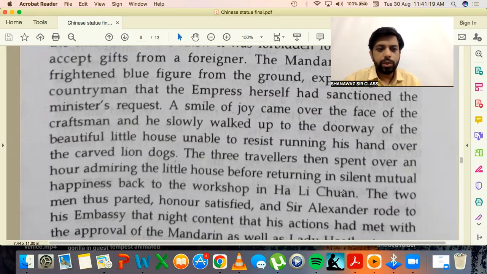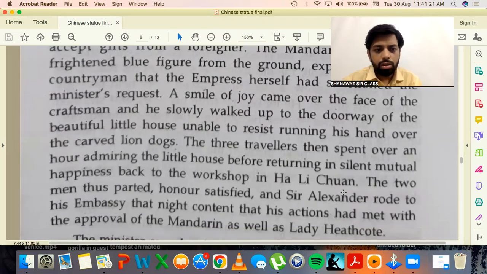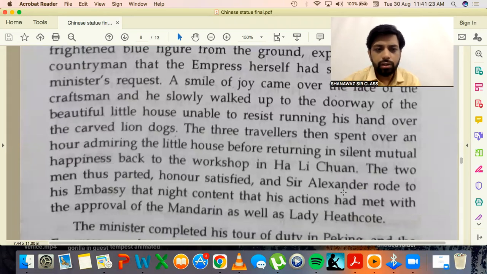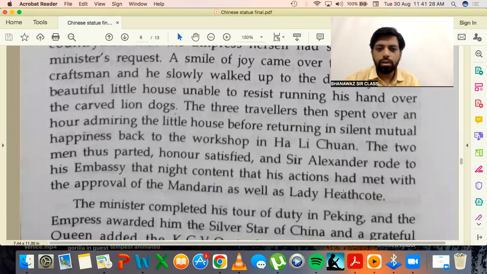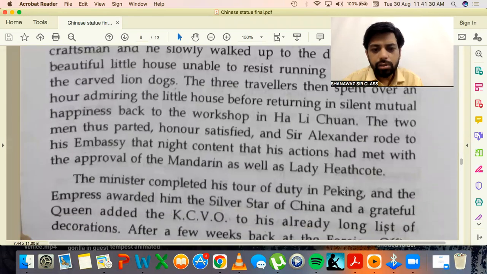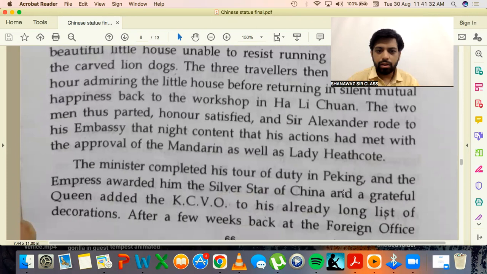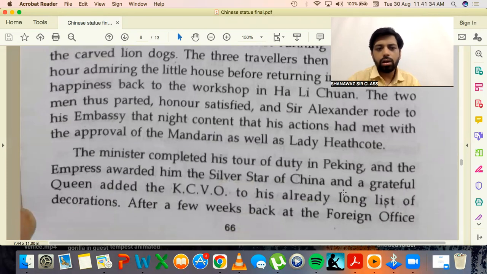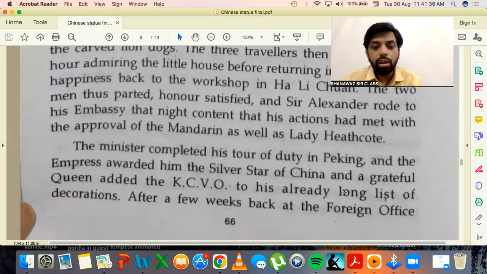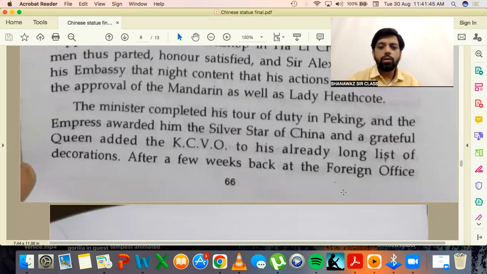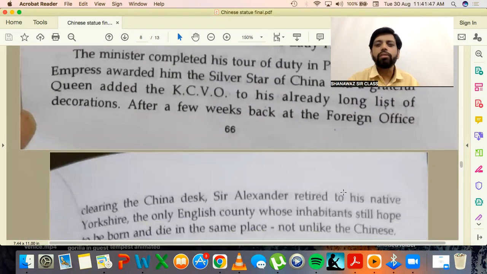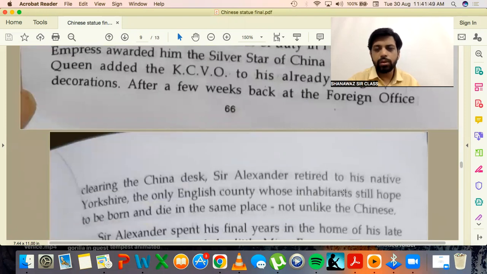The three travelers spent the hour admiring the house. The two men thus parted, and Alexander came back to the embassy, and the story ended there. The minister completed his 3 years in Peking, and then he was awarded the Knighthood Award, a kind of knight award, meaning the Queen is supporting you as a knight. He received the award, he became very decorated, very famous, an accomplished person.